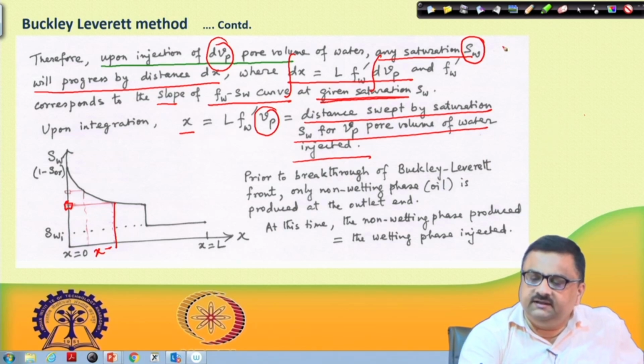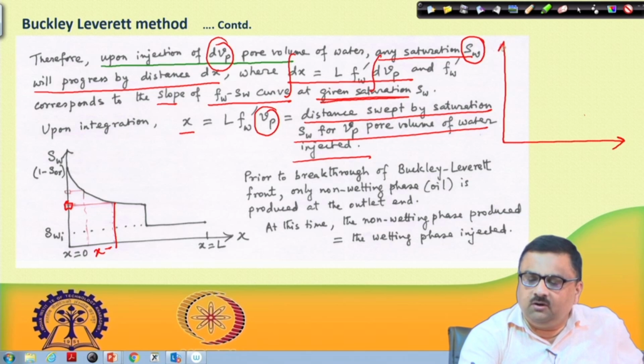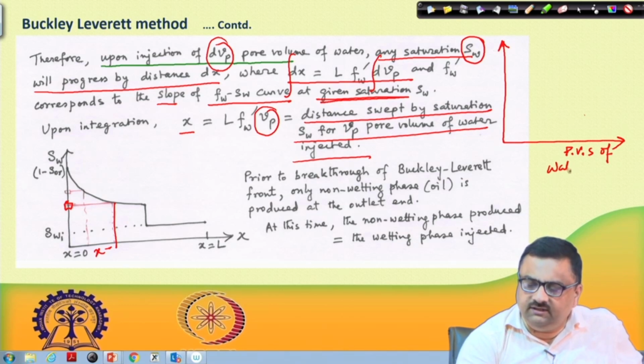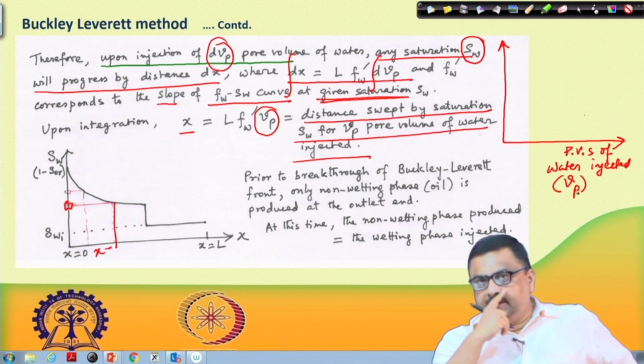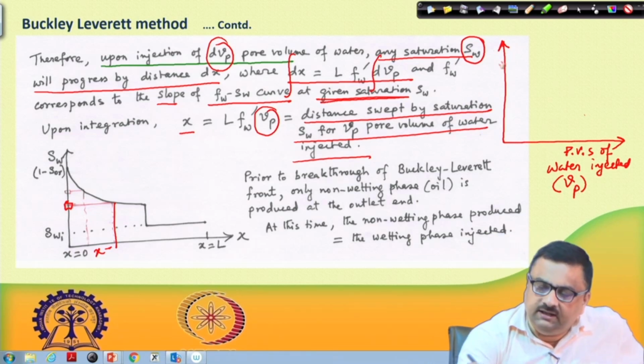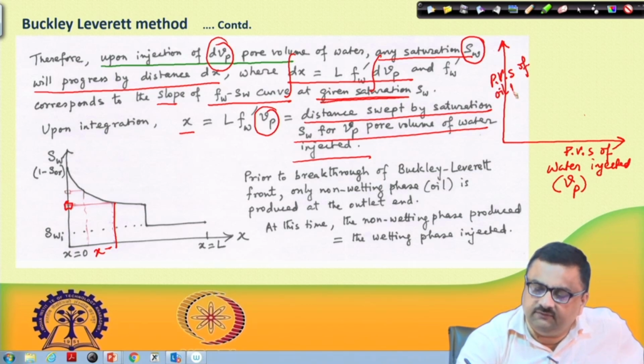This is something like this: if you are plotting pore volumes of water injected, water and wetting phase synonymous, water injected. So, what does this mean? This is essentially Vp, and here if we write pore volumes of oil produced, I write oil just synonymously with non-wetting phase, oil produced, let us say.